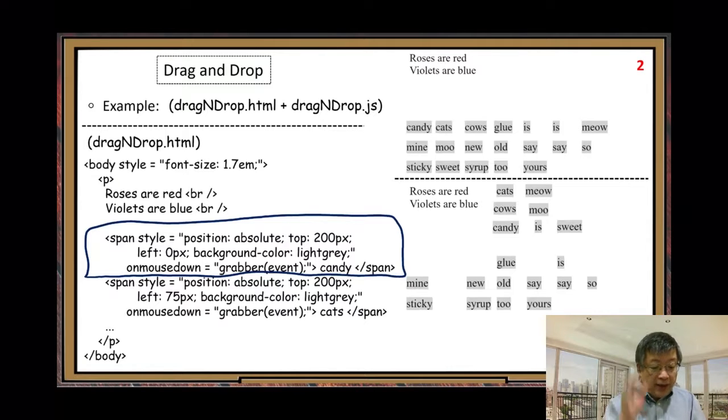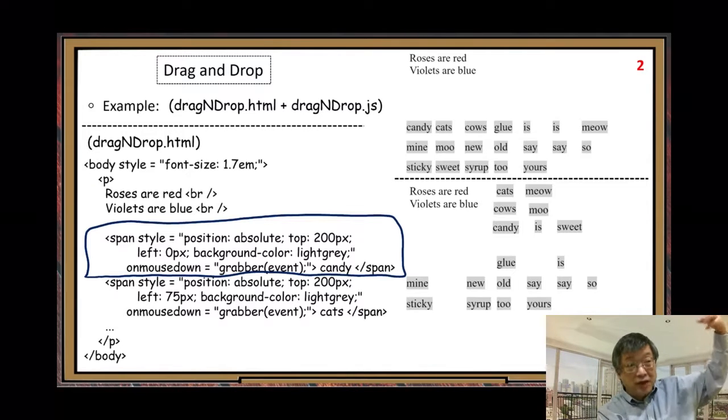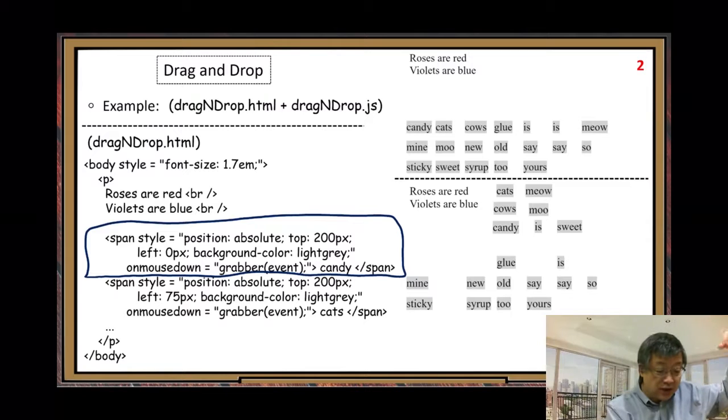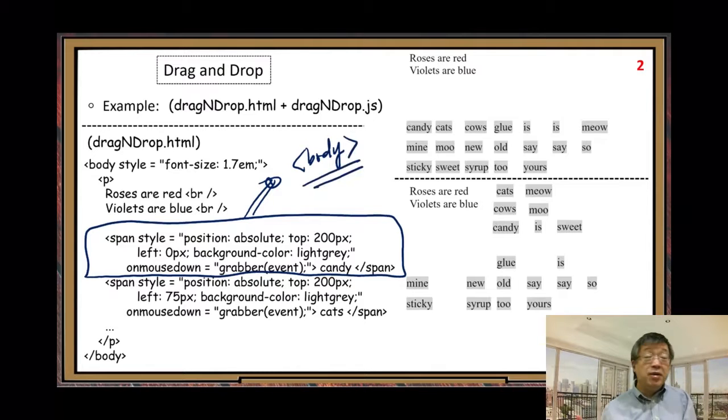First, we use the span element, an inline element. Position absolute: with respect to the closest ancestor; if you don't have a closest ancestor, with respect to the body element. Because there is a situation where you couldn't find its closest ancestor element. If you cannot, we use the body. So now we use the body as the reference location.